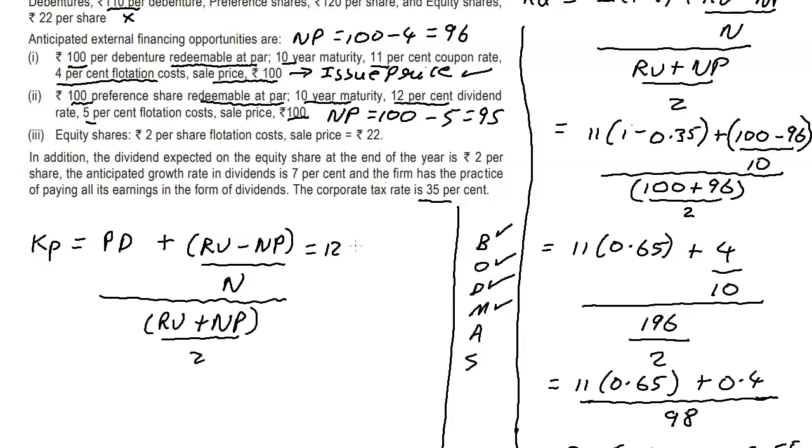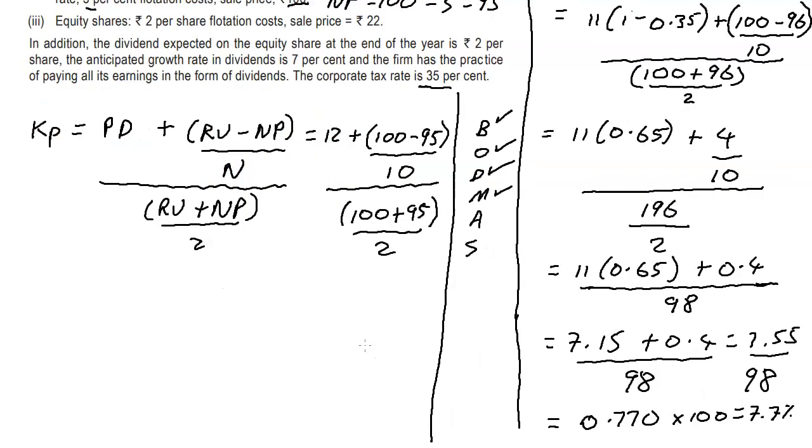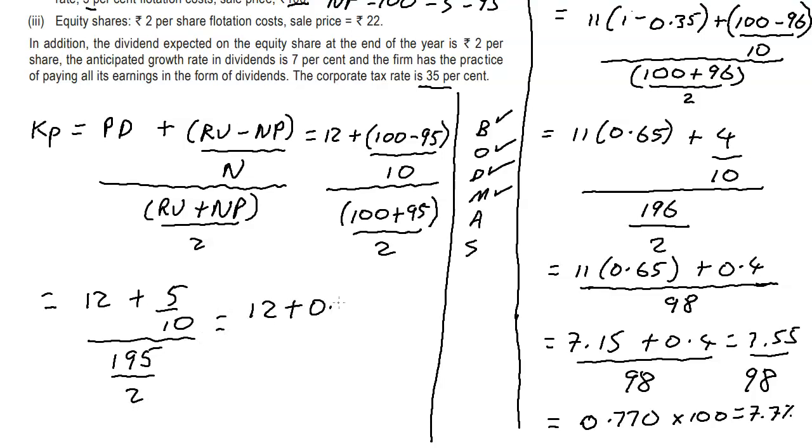Okay, and let's see if I can fit it in here. 12 plus RV is 100. Net proceeds I've calculated as 95. Only this much is divided by the number of years, which is 10. And again, we go as 100 plus 95 upon 2. Okay, simplifying this further, we deal with brackets first. So it's going to be 12 plus 5 by 10, the whole thing, 195 by 2. Okay, and simplifying this further, we're going to get 12 plus 0.5.